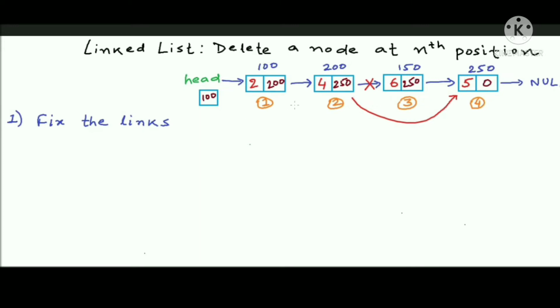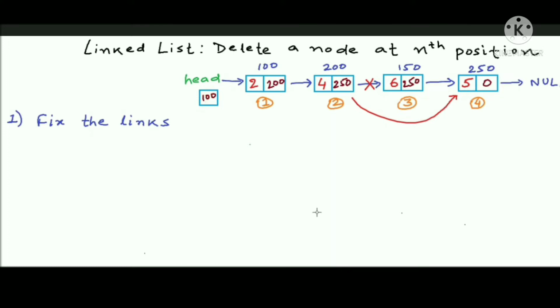There will be special cases like we may want to delete the node at the first position or the head itself. In that case, we will have to point head to the second node. We will have to build this link. We will talk about all these special cases in our implementation. Let's first understand the logic.